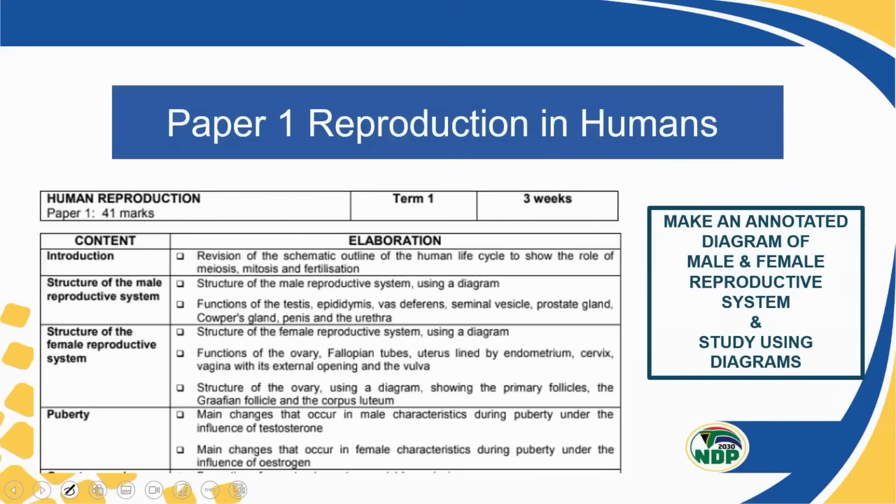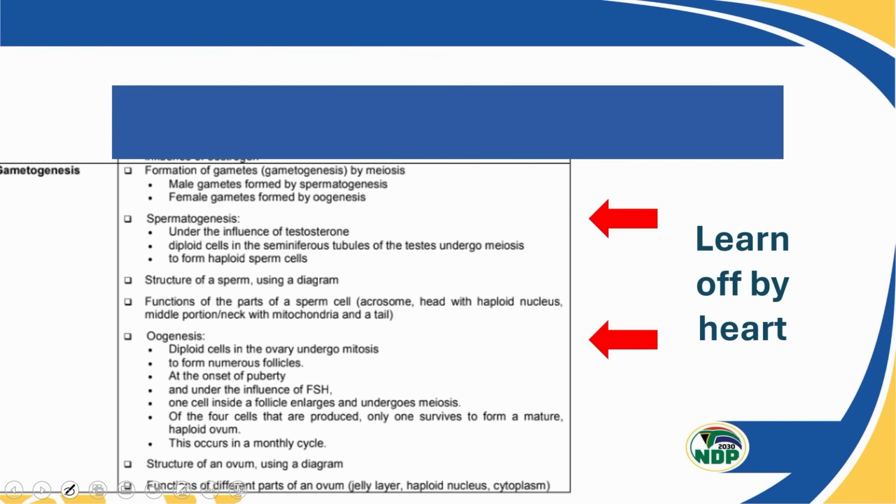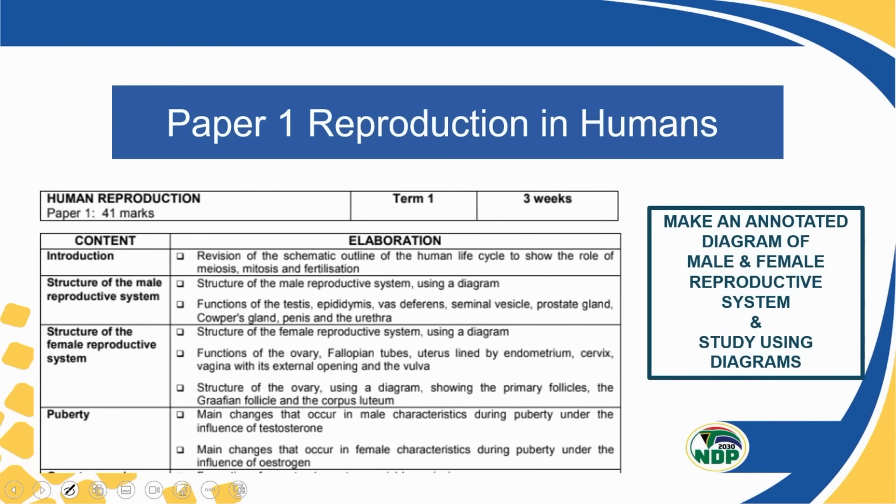Reproduction in humans. In this section, we need to use diagrams. We're finding that learners can't identify parts of the reproductive system as well as parts of the menstrual cycle. So we need to study both these sections, using diagrams.